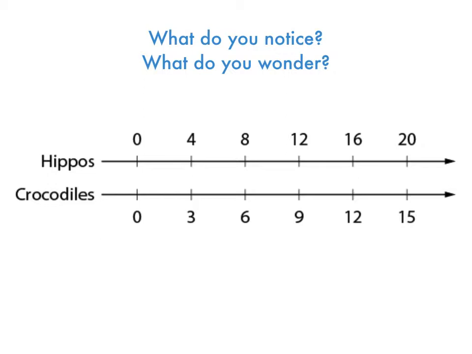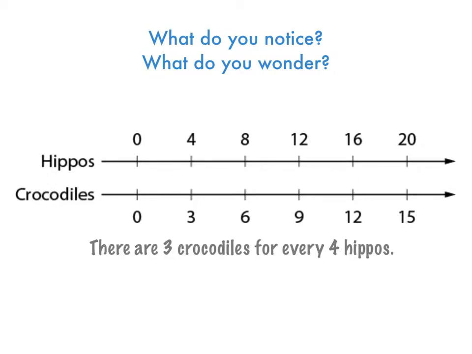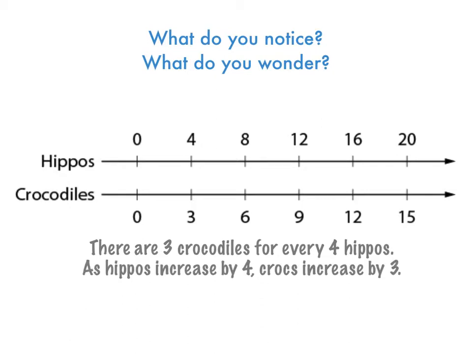One thing that a lot of people noticed was that there are 3 crocodiles for every 4 hippos. There's a relationship between 4 hippos, 3 crocodiles. And that then, relatedly, as the hippos increase by 4, the crocs are increasing by 3. People also saw a cool thing where as you go up, 4 to 3 was -1, 8 to 6 was -2, 12 to 9 was -3, and so the distance between the number of hippos and crocodiles was increasing.